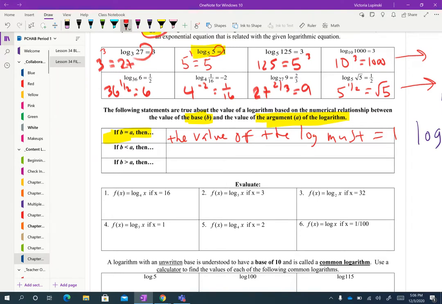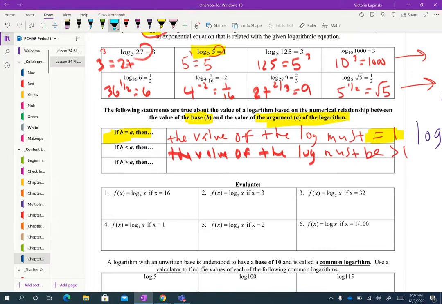If b is less than a, then the value of the log must be greater than 1.